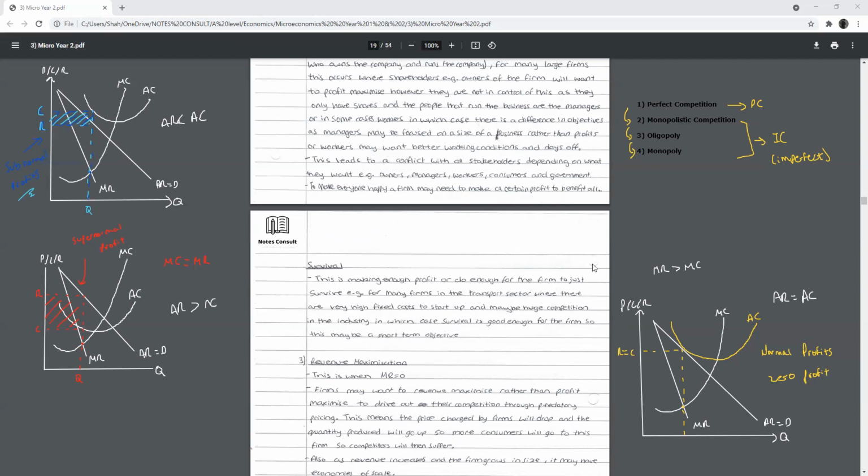Other examples are things that we call natural monopolies, which are things like gas companies. If you think about British Gas or water companies like Thames Water, they will always have to produce because they're natural monopolies, they're necessities. And so they will make just enough profit to survive.